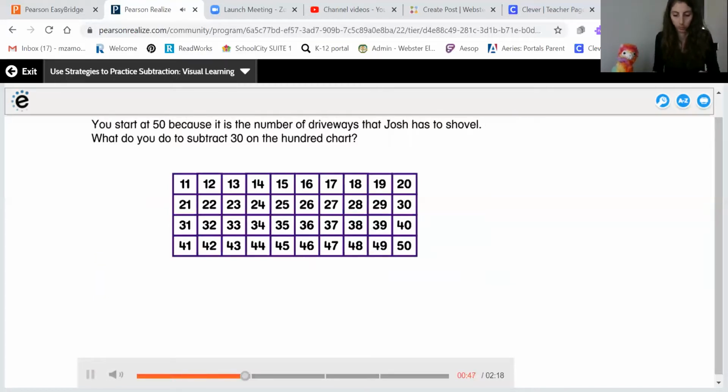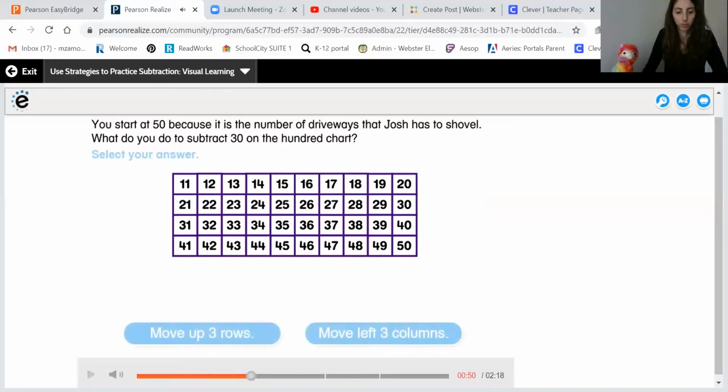What do you do to subtract 30 on the 100 chart? Select your answer. Okay, friends, I want you to think to yourself, are we going to move up, which is subtracting by tens, or are we going to move to the left, which is subtracting ones? The number is 30 that they want us to subtract. So let's think. How many tens are in the number 30? Did you say 3? Good job.